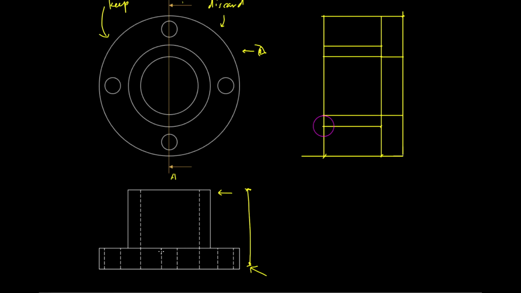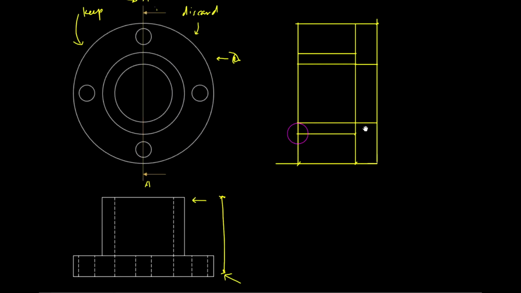Which is, actually, this is the two cylinders right here, or holes right here. They coincide with each other. Okay? So, we will no longer show them. Okay? So, this is now our basic shape.